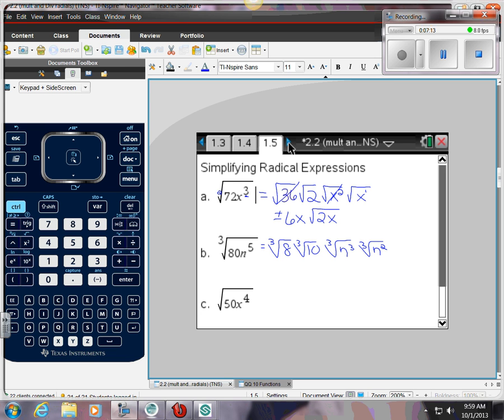What's cube root of 8? 2. Just a 2? Yes, because it's an odd index. It's either plus or minus, and in this case, it's plus. Okay, cube root of 10? Can't do it. Cube root of n cubed? N, good. And cube root of n squared? Can't do it. So we put back together what we didn't use. We get 2n cube root of 10n squared. All right, so I want you to try C for me, and we'll go over it in a minute.